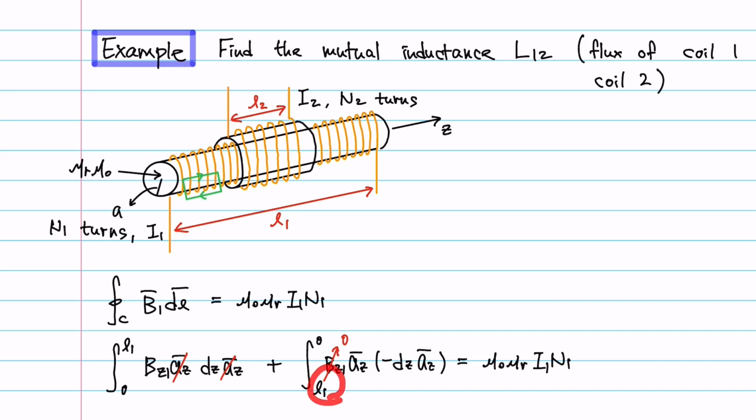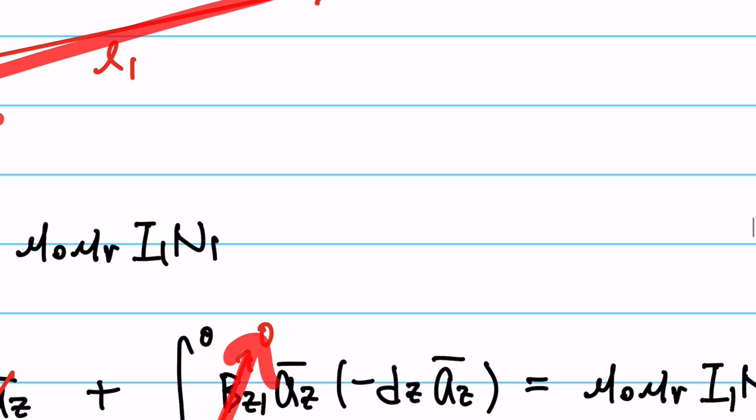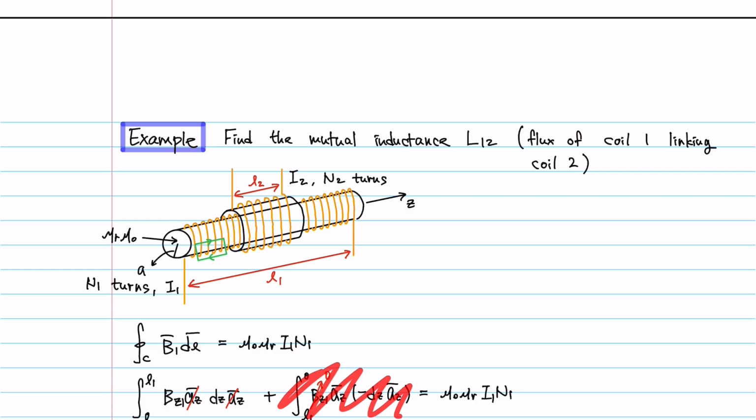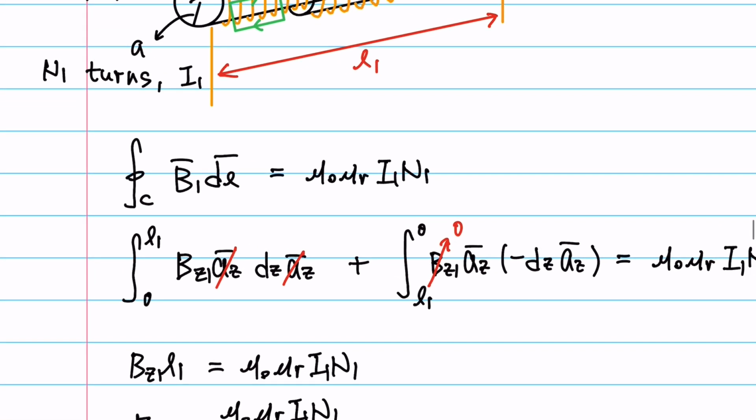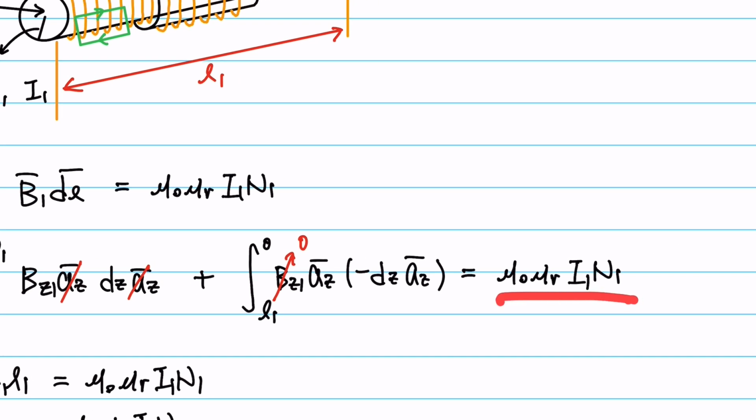and you're moving from L1 to 0. So L1 over here to 0, you're moving back. But when you're moving back, because you're outside the core, there isn't any BZ. So the BZ will go to 0, therefore this term is all gone. So now if you do the calculation, you note that it's BZ times L1, because if you do the integration, it's L1, and that'll equal to mu naught times mu r times I1 times N1.